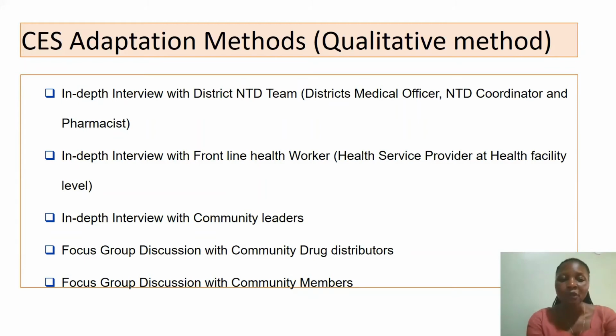We also conducted focus group discussions with community drug distributors, and this had a size of 8 to 10 participants. And also we conducted focus group discussions with community members, and with community members we tried as much as possible to balance the gender. Therefore, we were enrolling an equal number of males and females in each village.